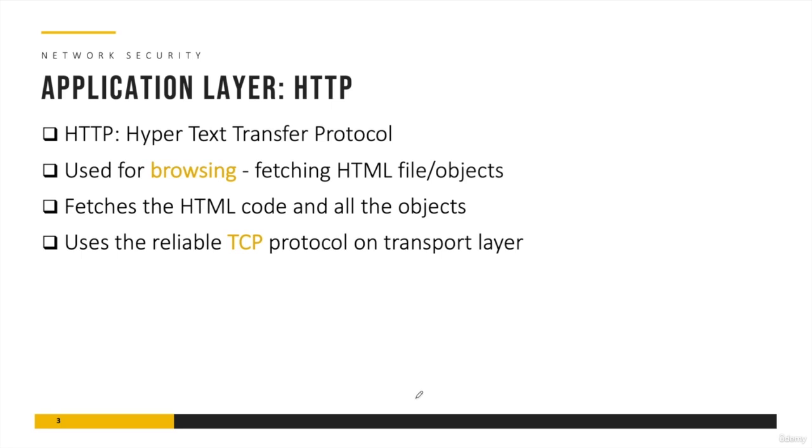Now, something special about the TCP protocol is that it is a reliable protocol, which means that if you ask it to fetch 100 objects, it is going to fetch each and every single object. And if there is a problem such as a packet loss or an object got lost, then TCP is going to make sure that that request is sent again and the object is retrieved.